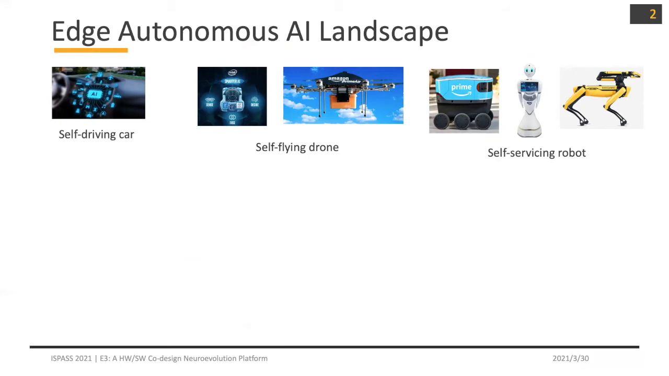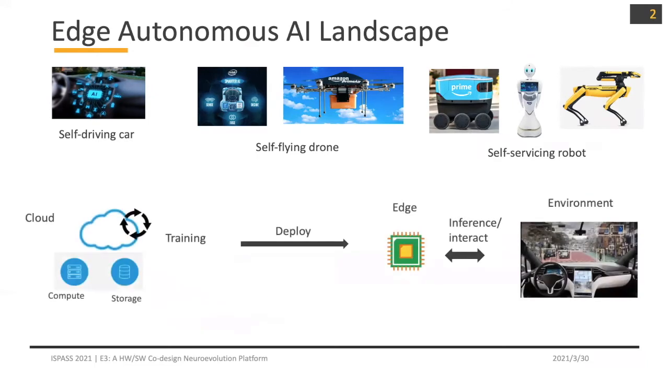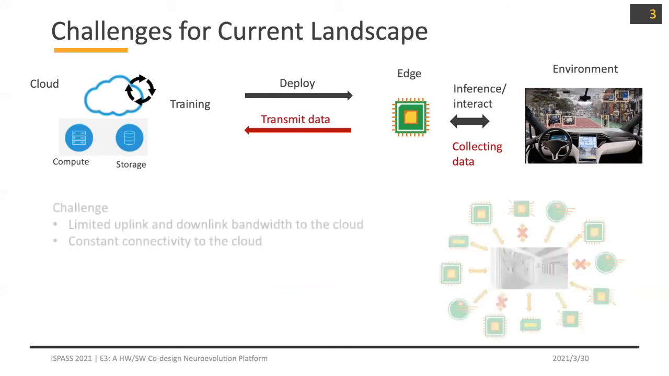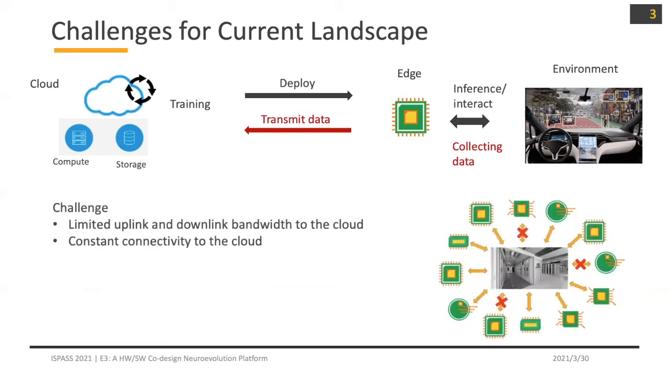The current landscape of deploying this kind of AI is to train the model on the cloud, deploy it at the edge, and influence and interact with the environment. However, we still want to tune the model to make it better and better. So the current landscape collects data at the edge and transmits it back to the cloud to retrain and deploy again. The problem is that there is limited uplink and downlink bandwidth to the cloud, and this scenario needs constant connectivity to the cloud.